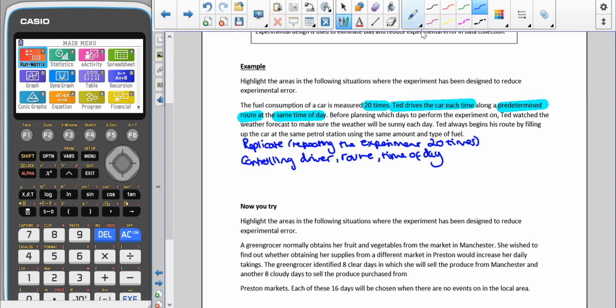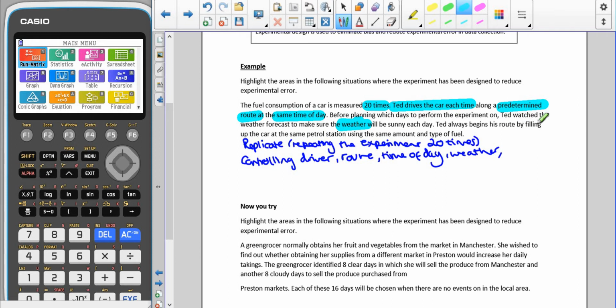Now this is important because obviously the amount of traffic on the road varies from time to time during the day. So before planning which days to perform the experiment on, Ted watched the weather forecast to make sure that the weather will be sunny on each day. So again, the weather is another thing that we are controlling. And again, if it's raining, people tend to move slower, more cautiously.